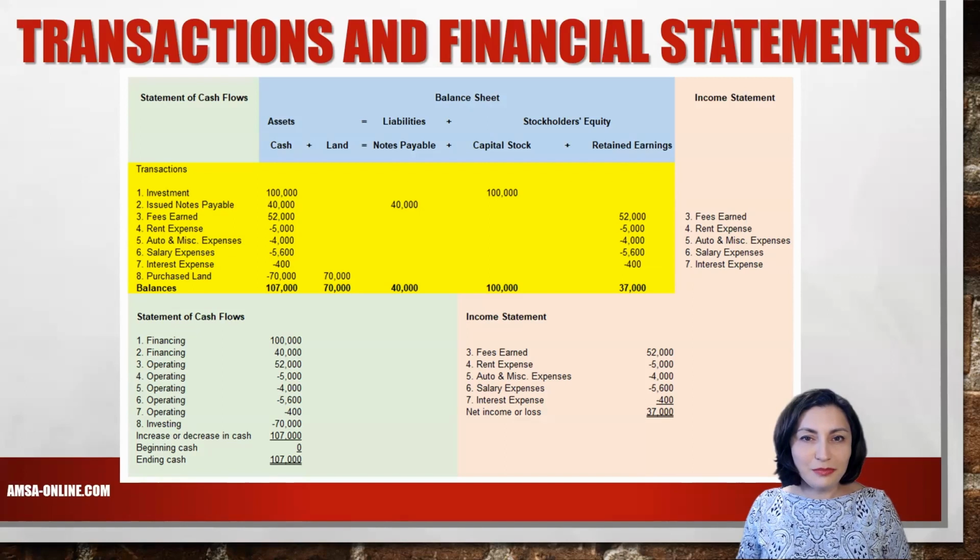Note that the ending balance in cash on the balance sheet is the same as the ending balance in cash on the statement of cash flows. That's all for today. In the next video, we will look at cash dividends.